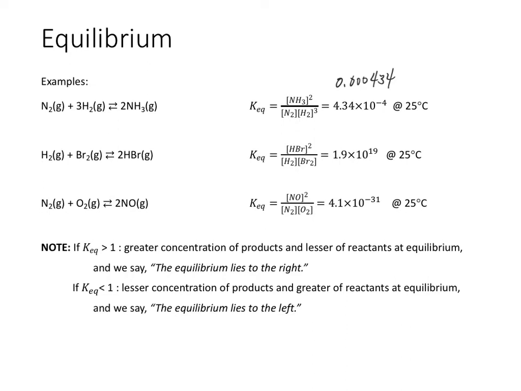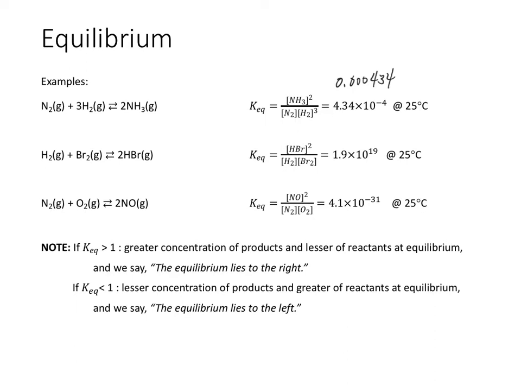If KEQ is bigger than 1, that means we have a greater concentration of products and a lesser concentration of reactants at equilibrium, and we say the equilibrium lies to the right. What's on the right of the arrow? Products. So the equilibrium lies to the right. We get a lot of products, not much reactant left when we reach equilibrium.